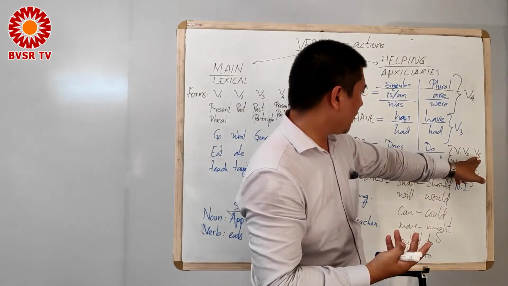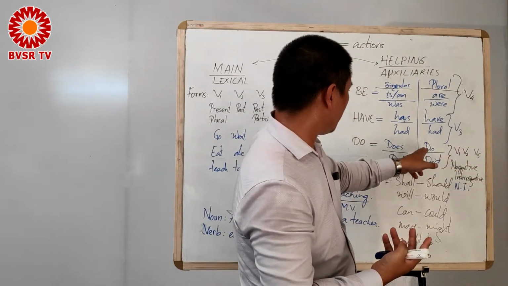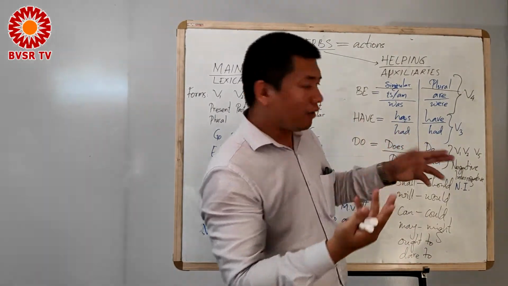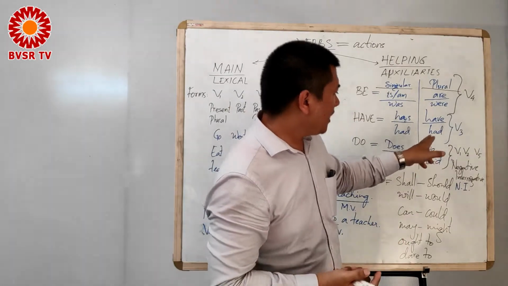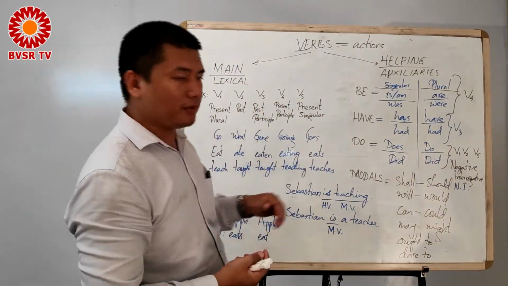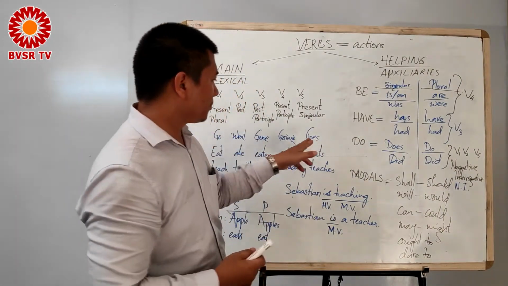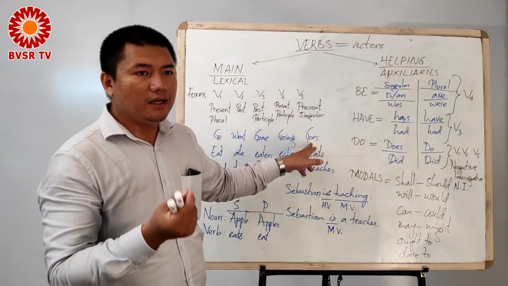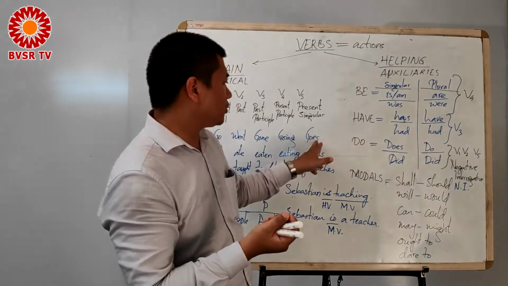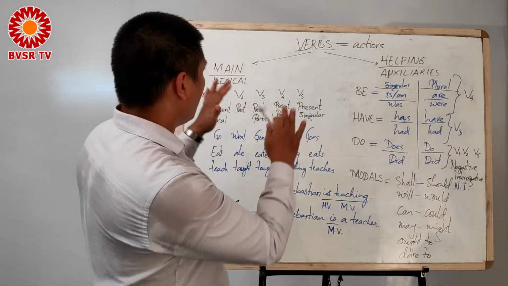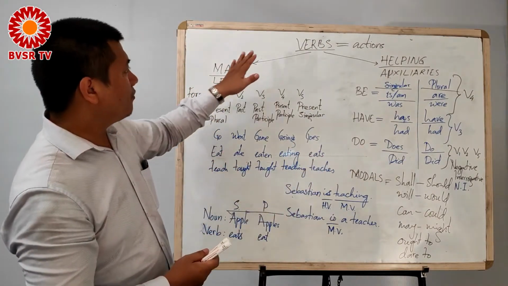And for plural do, we can use they. Now, they do not go to school. They do not go to school. And for plural we cannot say they does not goes to school. We cannot say that. All right, so this is the basic concept of verbs.